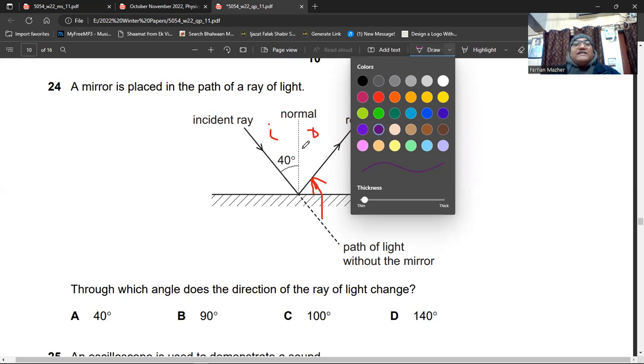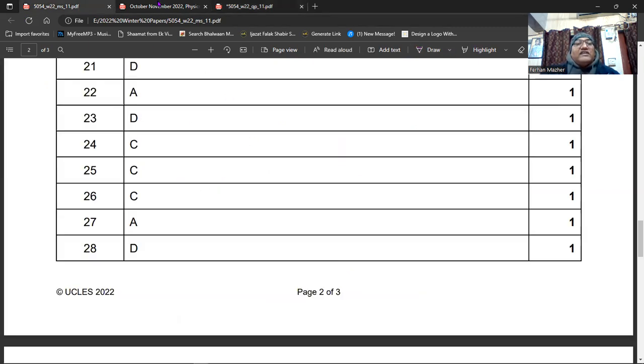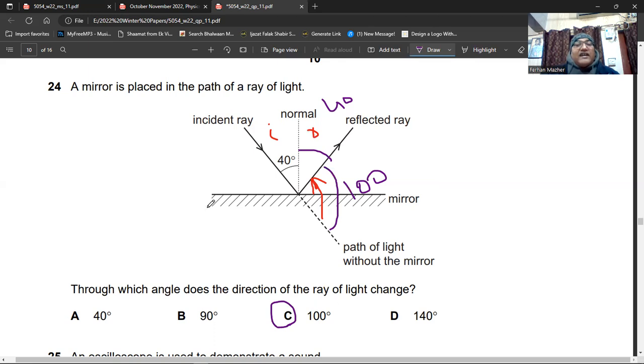So this angle of reflection will also be how much? It will be 40. Because this is a straight line, this angle is 40 and this angle is 40. So totally this is 80. From 180, if you subtract 80, you will get 100. So this light has bent 100 degrees. Through which angle does the direction of the ray of light change? I think it has changed 100 degrees. Question number 24, C is the right option, sir.